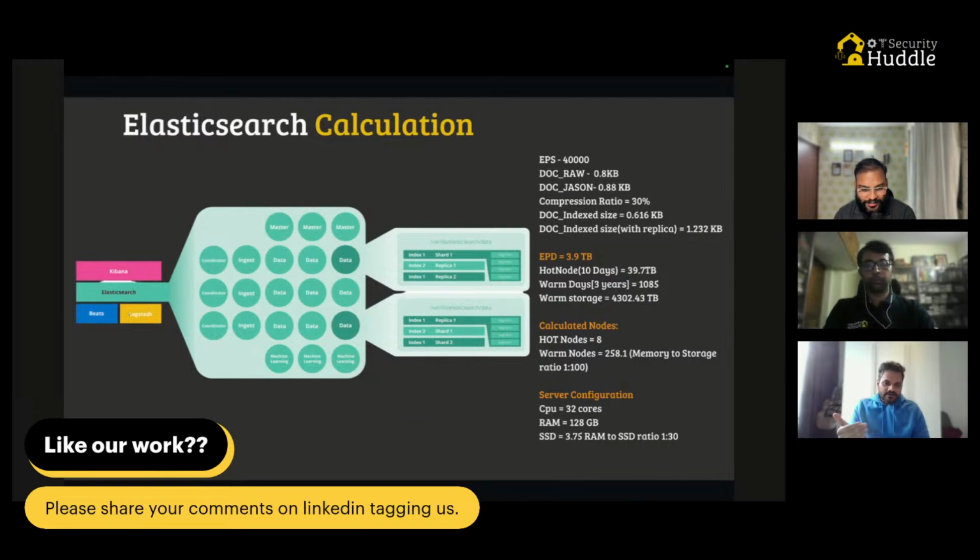The server configuration I've considered here is 32 cores, 128 GB RAM, and SSD 375. The RAM to SSD ratio is 1:30. If you make it lesser, your data fetch will be fast, so throughput will increase. If you make it more, like 1:100, so for each 1 GB of RAM you are allocating 100 GB of data to be scanned or queried, your throughput will reduce. So this is how we balance.